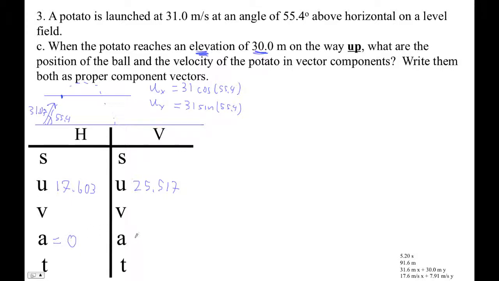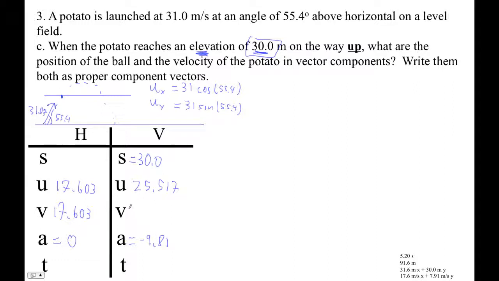Let's do RSTLNE. The acceleration is negative 9.81. And what else do we know? The horizontal velocity is 17.603. Any horizontal velocity anywhere we examine is always that, because we're ignoring air friction. Okay, so 30 meters on the way up. That's my displacement vertically, 30.0. And now this is solvable. We got boom, boom, and Betty Boop.